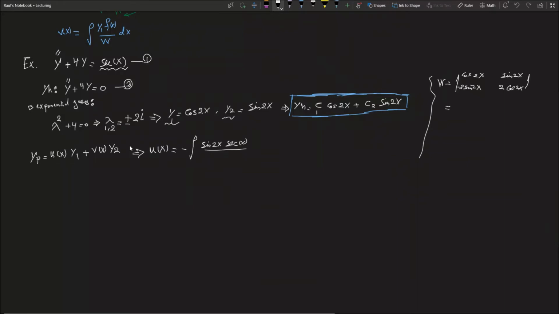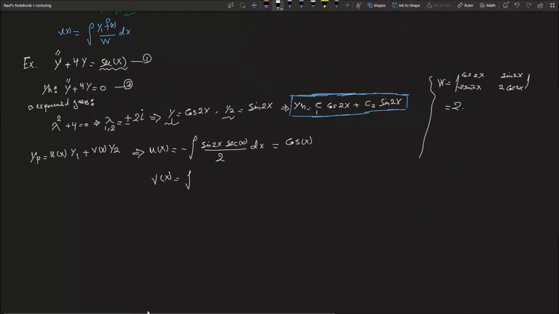Solving for this determinant will give us a value of 2. Now let's substitute that in here. So over the Wronskian, to be integrated with respect to dx, this will give you the value of u of x to be equal to cosine of x. v of x is the integration of y1, which is cosine 2x, multiplied by f of x, which is secant x, over the Wronskian, which happens to be the value of 2, integrated with respect to dx.